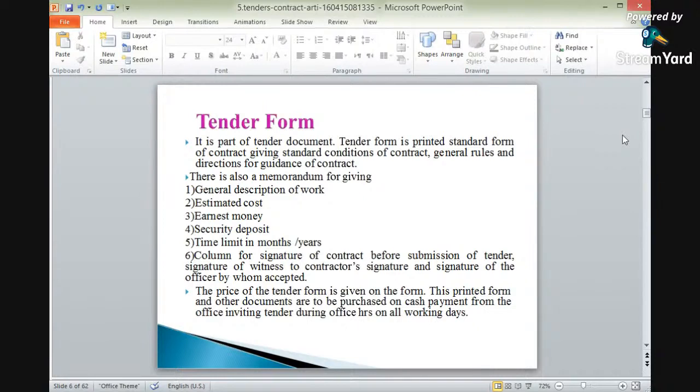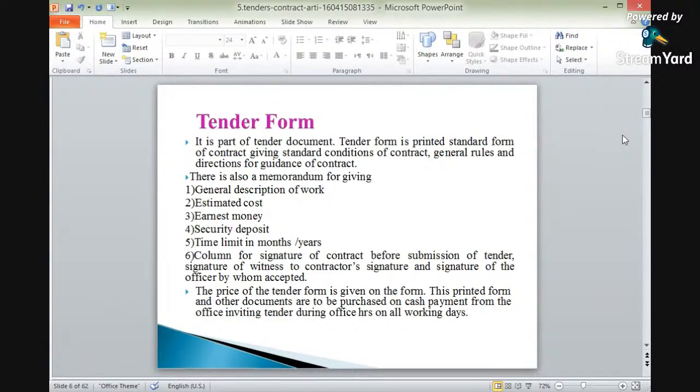There are specific conditions to be carried out and standard conditions to be maintained while constructing any structure. So, standard conditions of contract, general rules and directions for the guidance of the contractor. There is also a memorandum covering which things have been included in this standard form. General description of work has been taken care of.